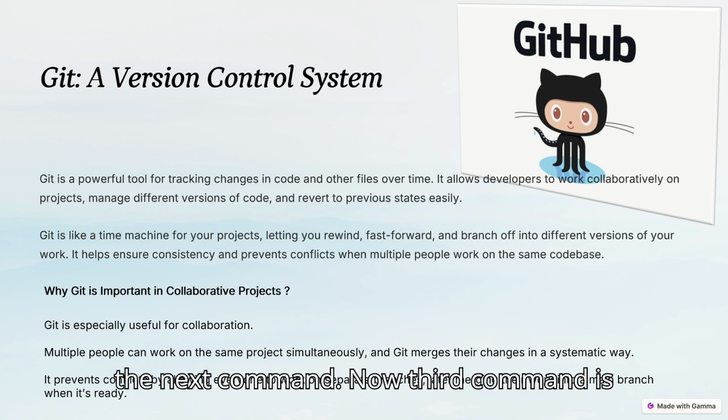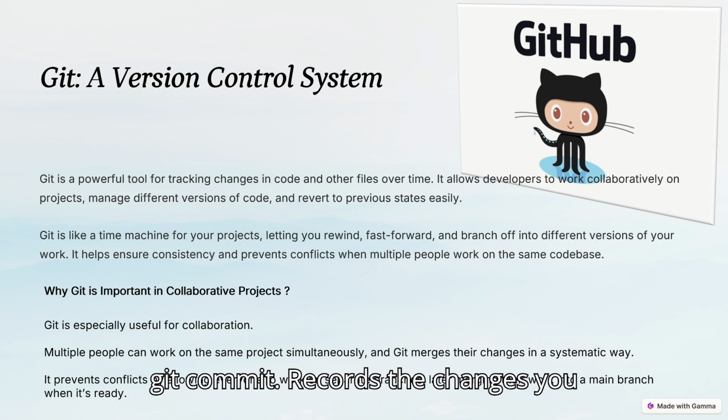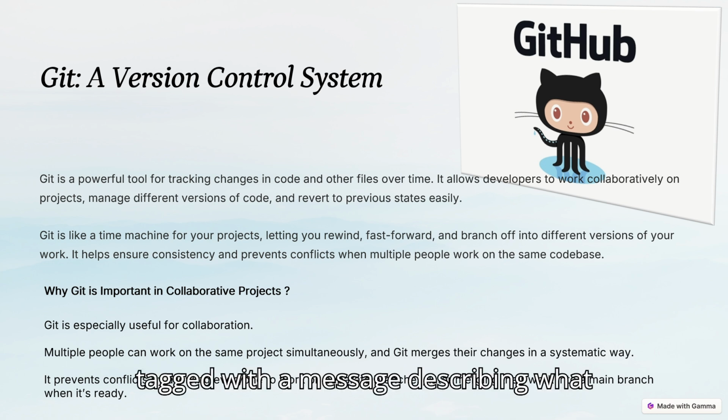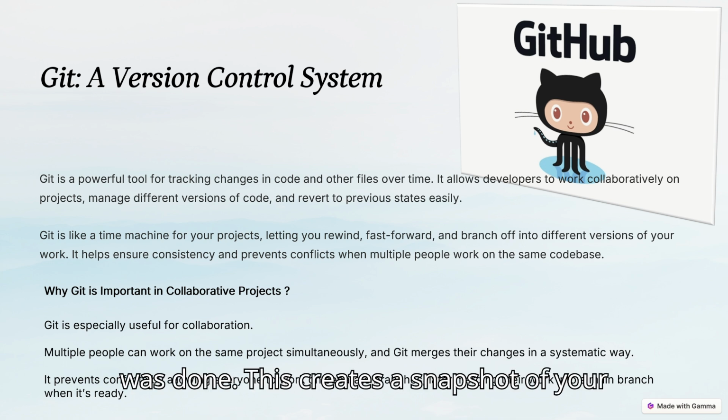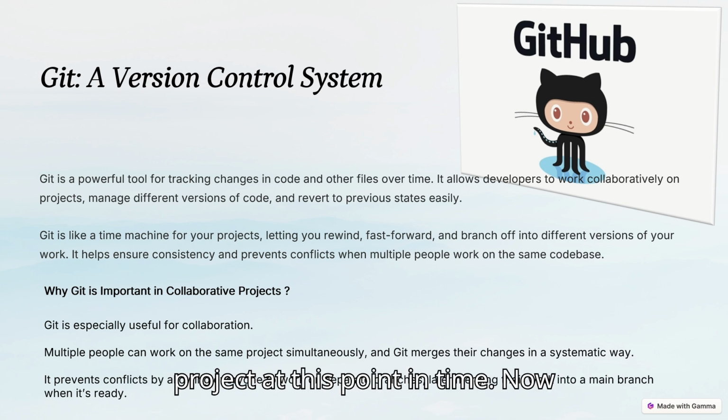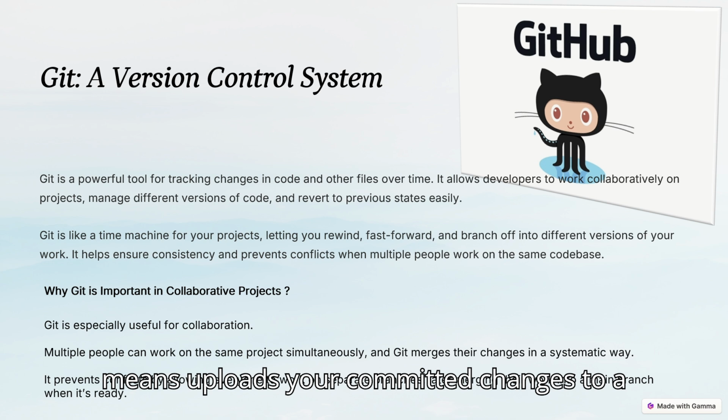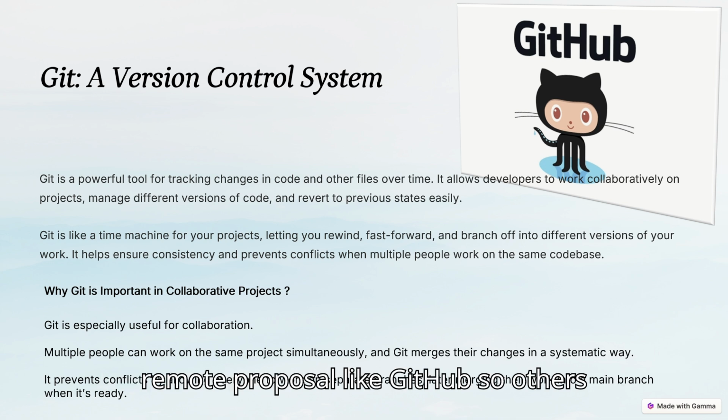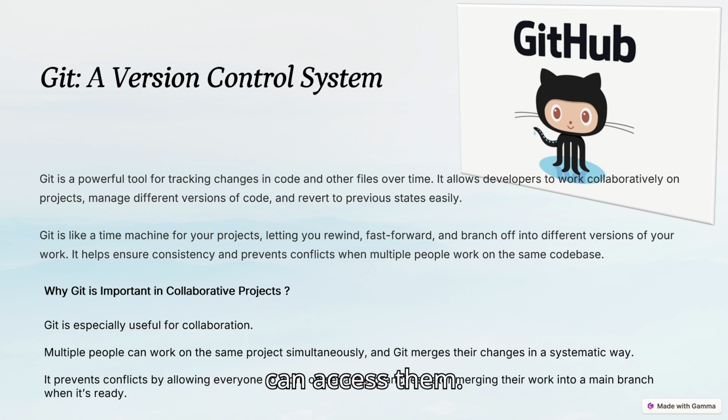Now, the third command is git commit. It records the changes you staged with a message describing what was done. This creates a snapshot of your project at this point in time. Now, the fourth command is git push. It uploads your committed changes to a remote repository like GitHub so others can access them.